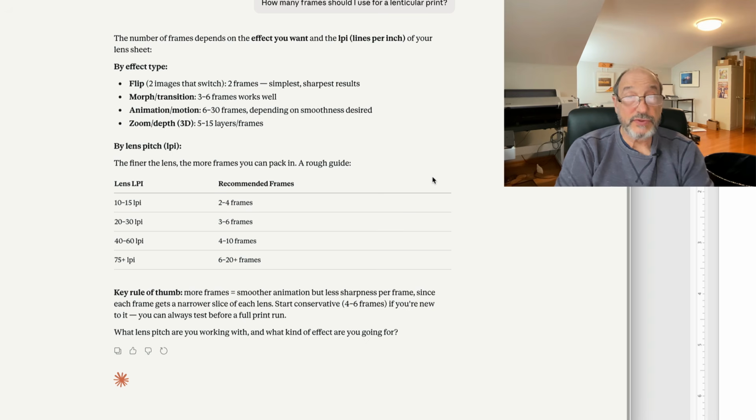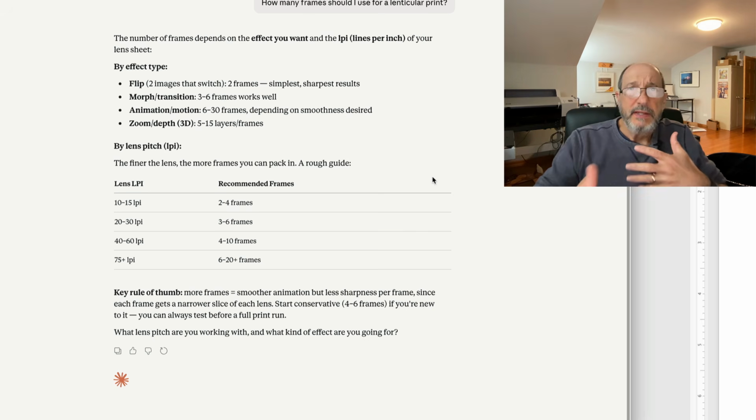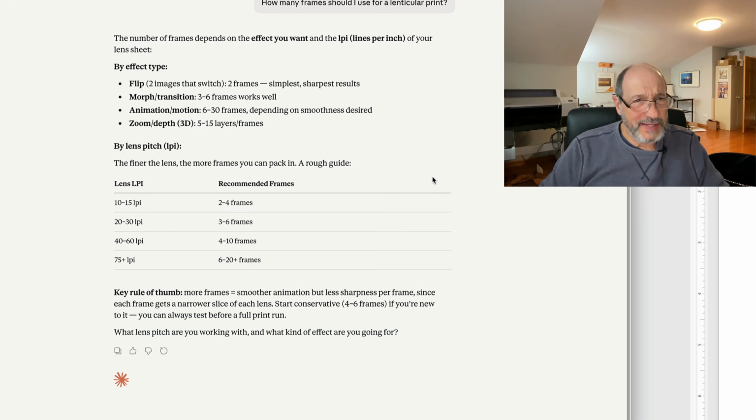Probably a fair answer for my own personal work. I've gone much higher, 100 to 300 frames. And then zoom depth 3D, 5 to 15 layers or frames. That wouldn't help a beginner because layers are different than frames, but that's its answer. So not exactly that helpful.